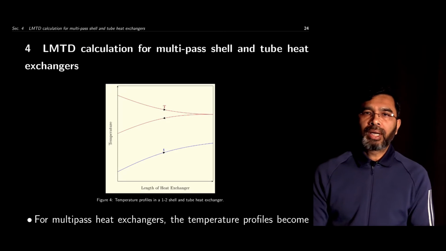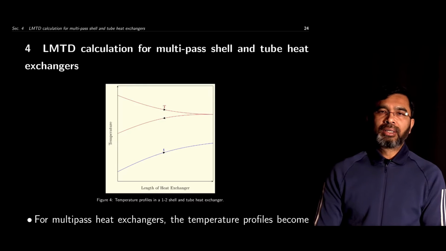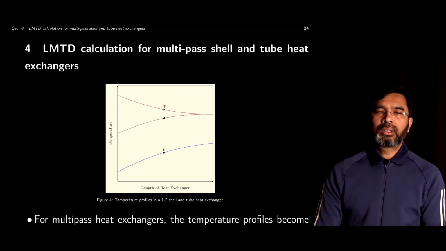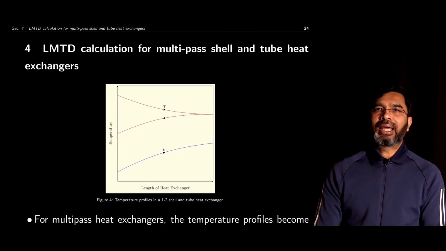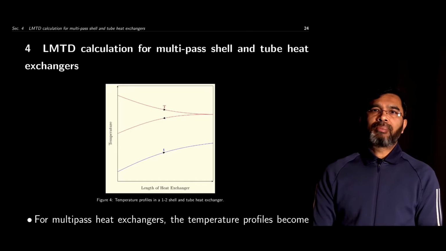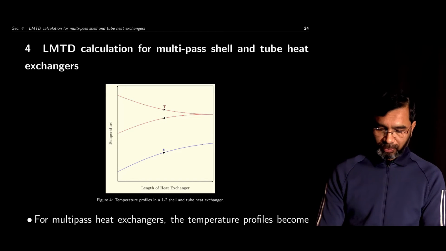Now let's look at how to calculate the log mean temperature difference for a shell and tube heat exchanger. If there is only one shell pass and one tube pass, you can use the same procedure described earlier for the double pipe heat exchanger, for both countercurrent and parallel flow. However, if either or both of the shell side and the tube side have multiple passes, in that case we need to use another technique. This is an approximate method to calculate the LMTD for a shell and tube heat exchanger with multiple passes.